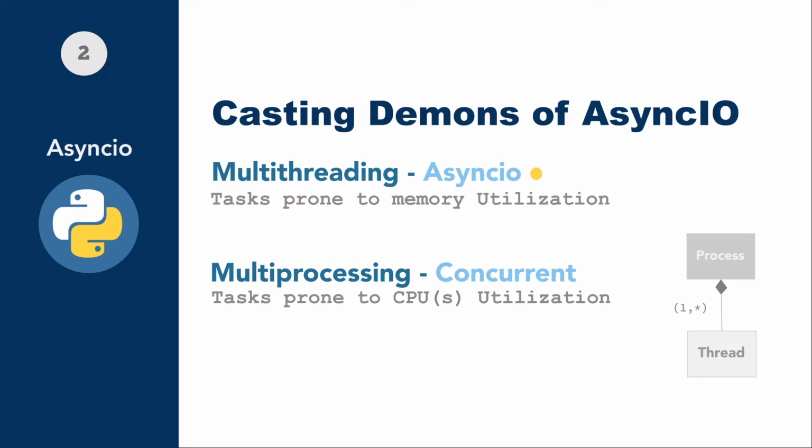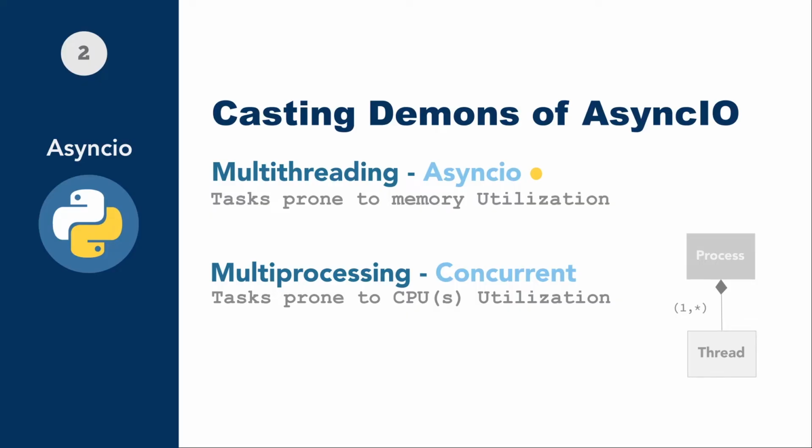parallelism and multiprocessing. We have multithreading. When we talk about multithreading, whether in Python or any programming language, we refer to those tasks that are prone to memory utilization. And that's where our module, asyncio, will be utilized. We will use asyncio to run multithreading or single threading. When we're using a loop, we have a single threading event loop.